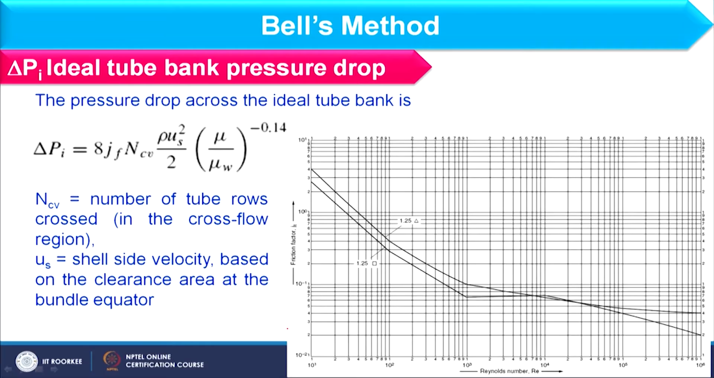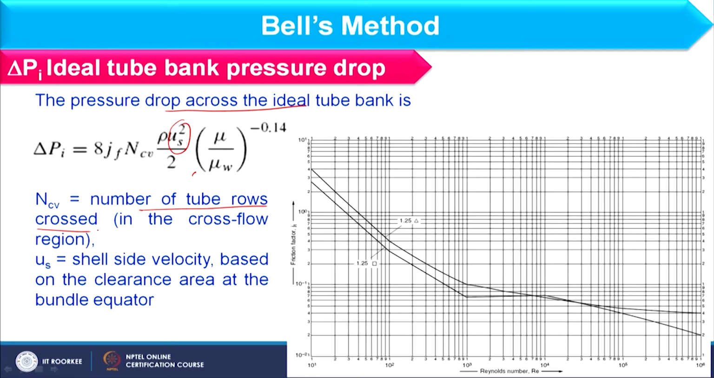Okay. So, let us start with delta Pi, how we are considering pressure drop on the ideal tube bank. Here I have the pressure drop across the ideal tube bank, and it is given by this expression: 8 Jf NCV rho Us square by 2, and this is the viscosity correction factor. NCV, that you understand, is nothing but the number of tube rows crossed.